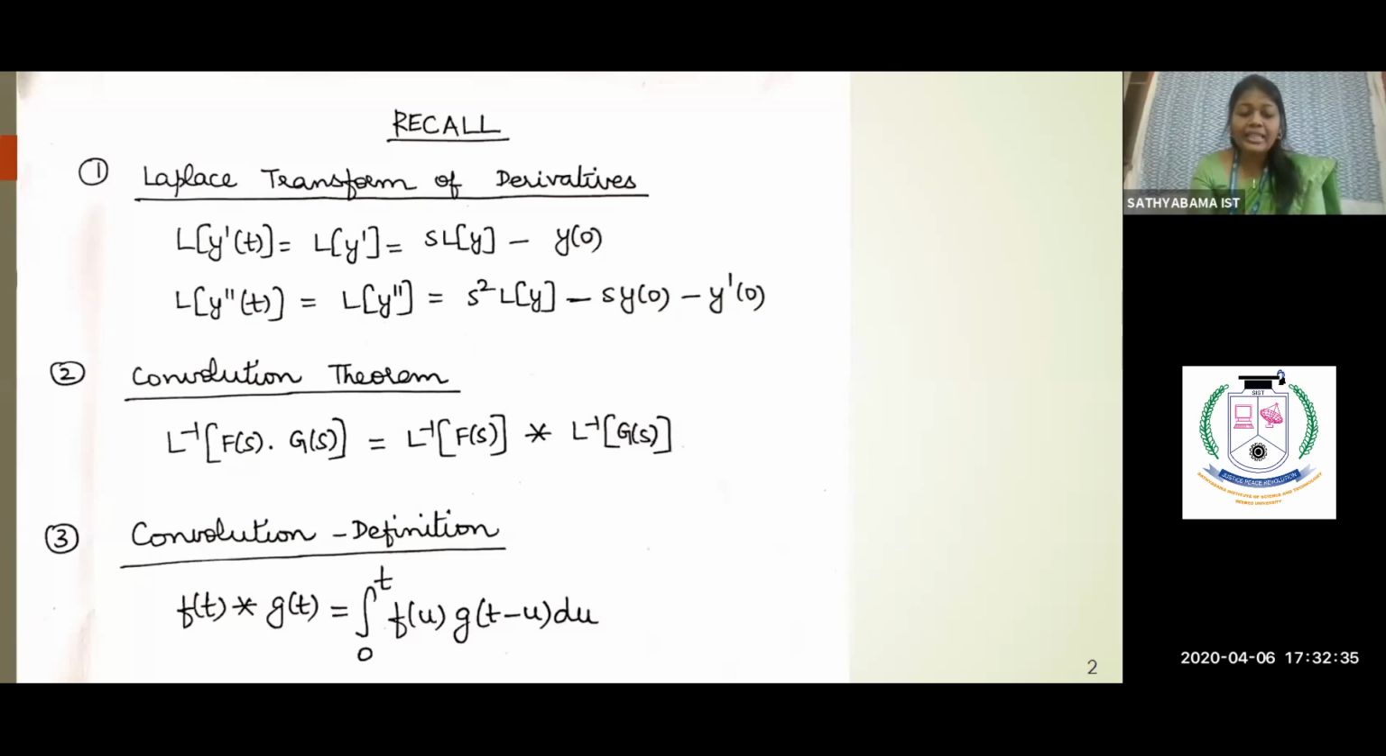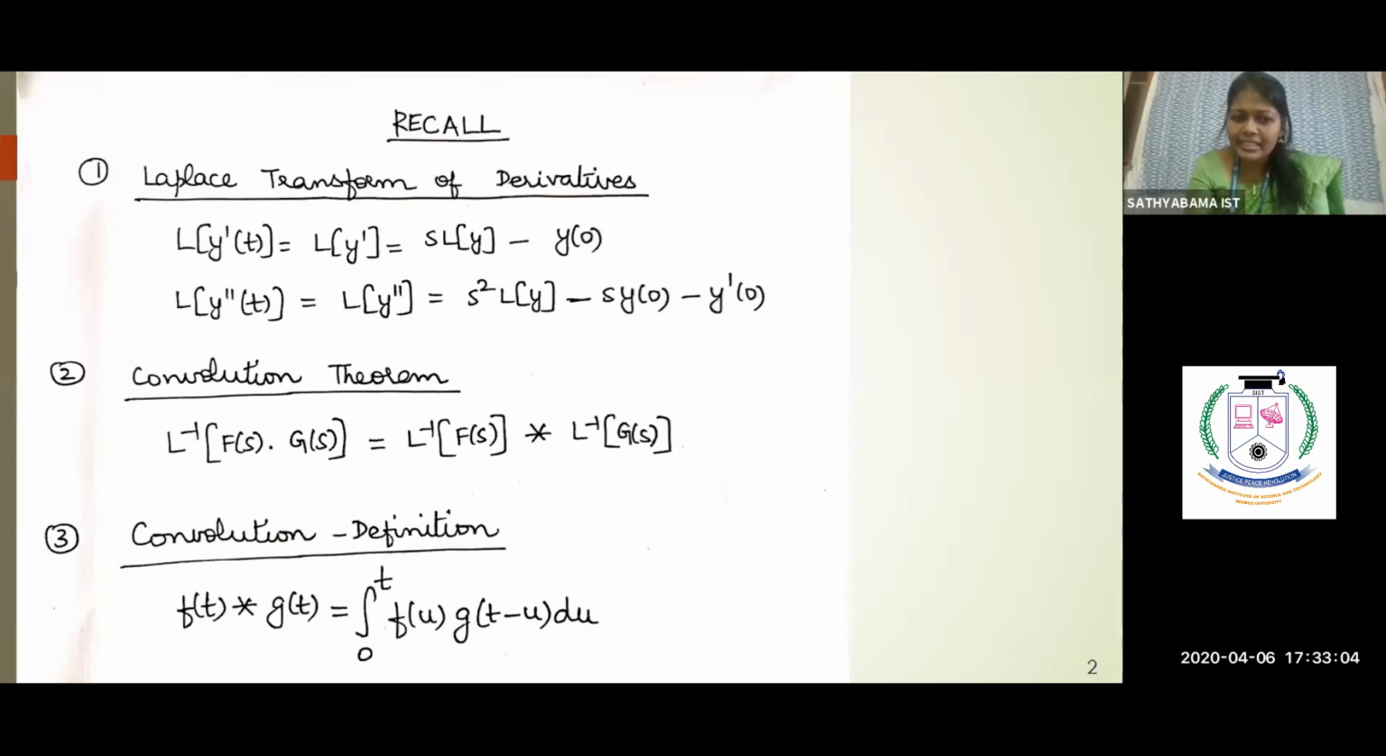The second thing that you have to know is convolution theorem. Now this is for inverse Laplace transform. So the statement that is given here, the second one, is the convolution theorem for inverse Laplace transform. So how does it go? The statement: L inverse of f of s into g of s is equal to L inverse of f of s convolution L inverse of g of s.